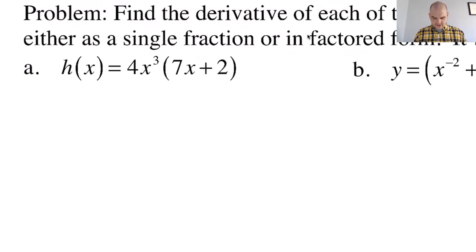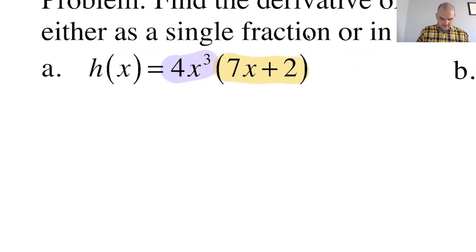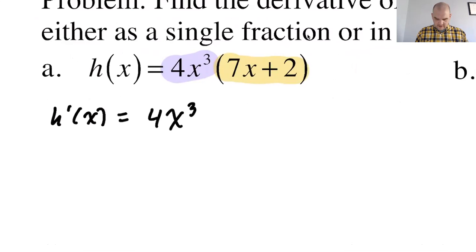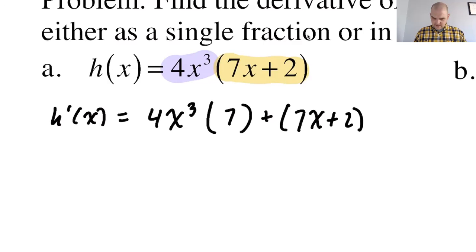All right. So what are we dealing with here? We have a first function and we have a second function, right? And so to find the derivative, h prime of x, it's going to be first, so 4x cubed, times the derivative of the second, which is 7, plus second, which is 7x plus 2, times the derivative of the first, which is 12x squared.